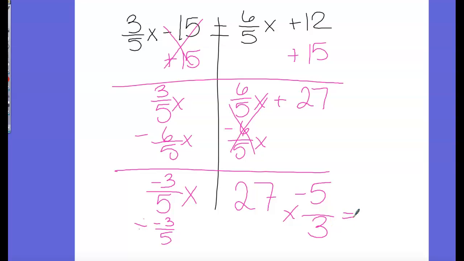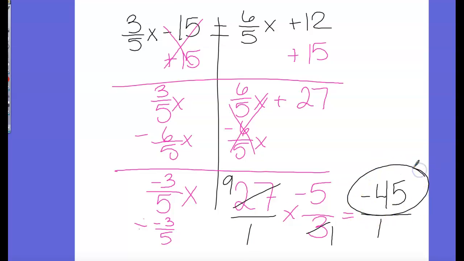You won't put it with the 5 and the 3. Okay, so now I get 27. Can I reduce anywhere? Yes. Okay, so we're dividing it by 3, so this becomes a 9. This becomes a 1. When I multiply straight across now, I have 9 times negative 5, which is over 1. So my answer is negative 45.